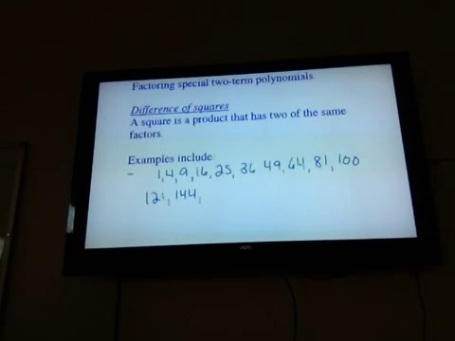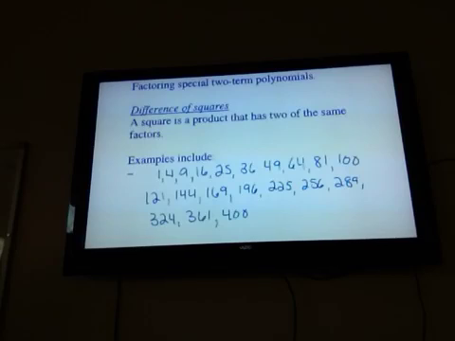But the next set of perfect squares up to 20: 169, 196, 225, 256. What am I at? 15, 16, 17, 289, 324, 361, 400. The first 20 perfect squares, commonly used in geometry, right triangle geometry. Two factors that are exactly the same. 18 times 18 is 324.